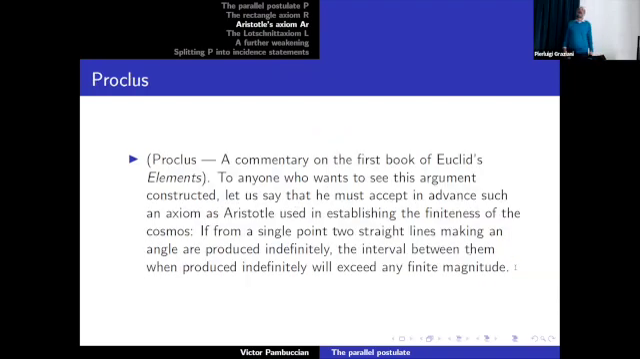Now, happily enough, we have a much simpler version by Proclus in his commentary on the first book of Euclid's Elements. He says, to anyone who wants to see this argument constructed, let us say that he must accept in advance such an axiom as Aristotle used in establishing the finiteness of the cosmos. If from a single point, two straight lines making an angle are produced indefinitely, the interval between them, when produced indefinitely, will exceed any finite magnitude.